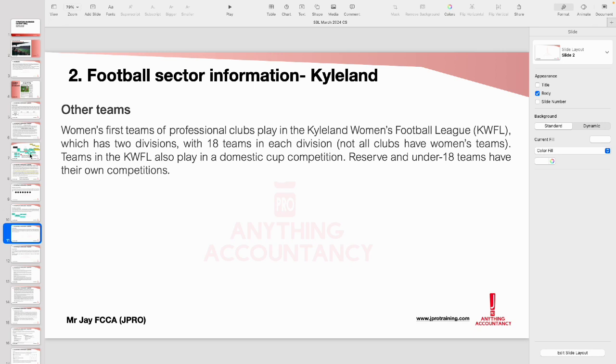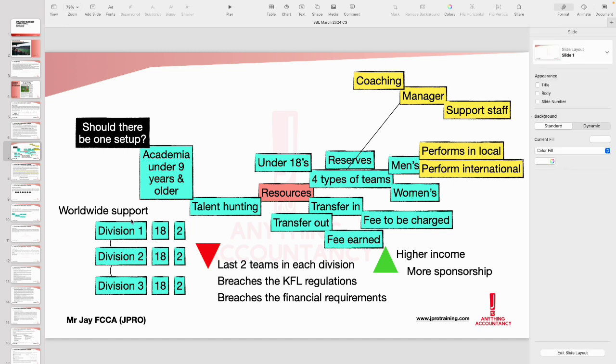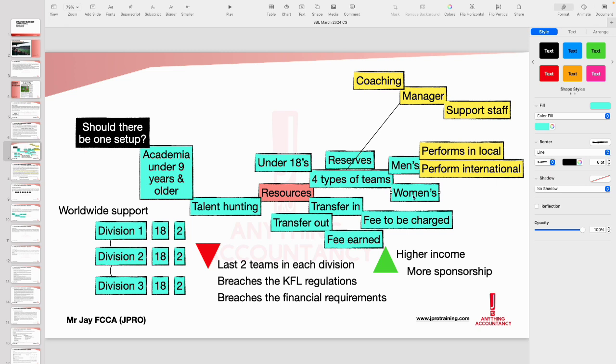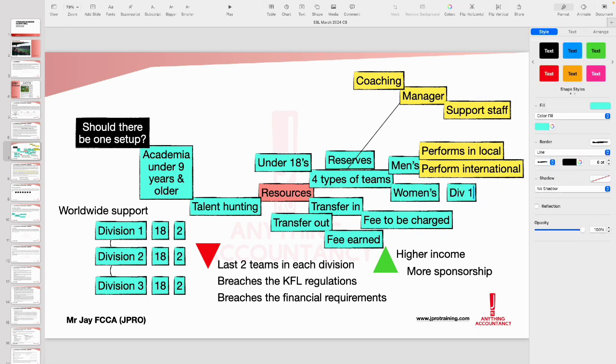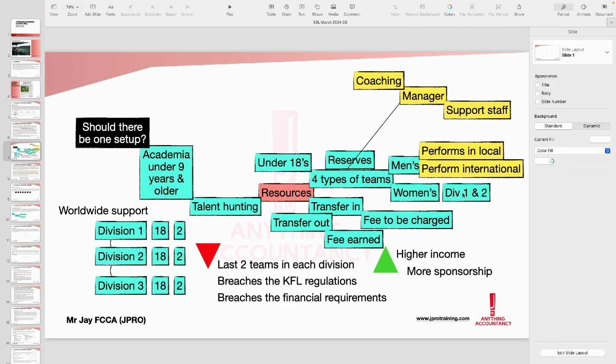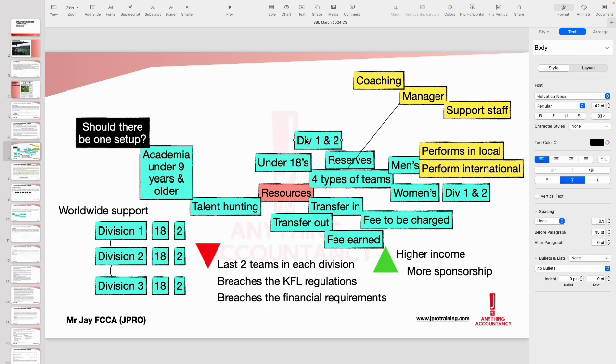So each of the 4, remember 1, 2, 3, 4, has their own competition. Remember, women have 2 divisions. This is men. Women have their own division 1 and 2. That's it. And the reserve and under 18 have their own competitions.